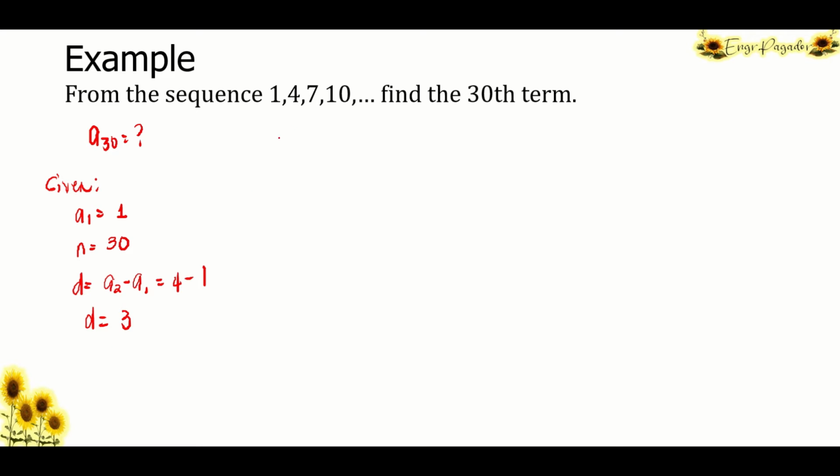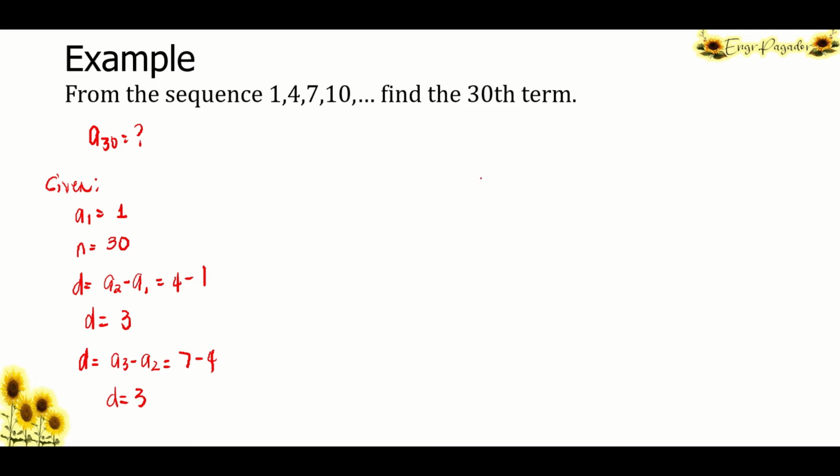So, let's try to check kung yung difference ng a sub 3 and a sub 2 will also be equal to 3. So that we can say that the sequence given is an arithmetic progression. So, let's have a sub 3 minus a sub 2, and that is 7 minus 4. Therefore, the common difference is equal to 3. So, with this, we can say that the sequence given is an arithmetic progression.